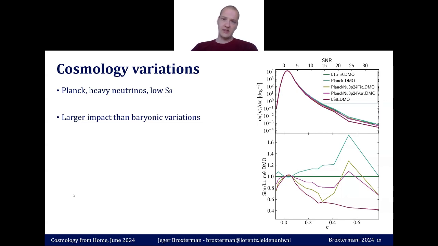However, the second thing to note is that also these signatures may be a bit degenerate with baryonic physics. So for instance, especially the heavy neutrino model does show the same suppression signal and behavior as some of the baryonic variations. So this will complicate an inference, and you really need to understand the baryons well enough to also be able to unbiasedly constrain cosmology.